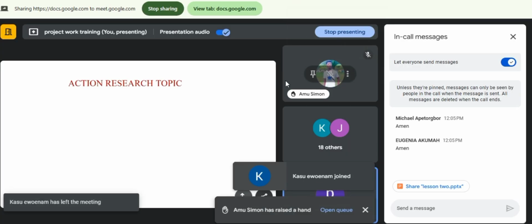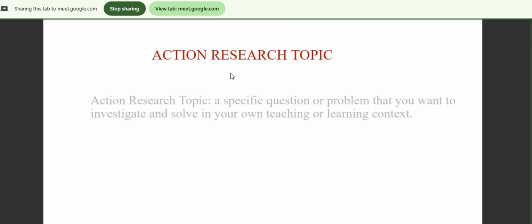So someone will ask, what is an action research topic? I know in your previous studies you learned about action research as a course on its own. All right, so an action research topic is very simple. Here we are looking at a specific question or problem that you want to investigate and solve in your own teaching or learning context. In this manner, we are looking at the questions related to a specific problem that you have identified within your classroom.